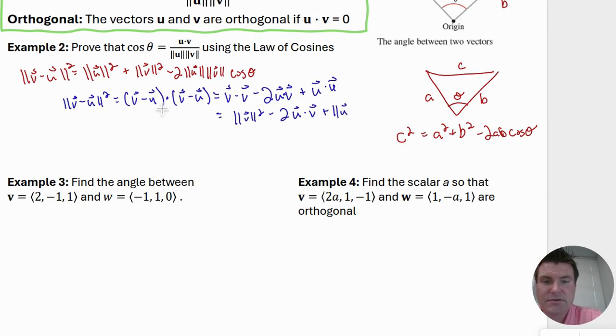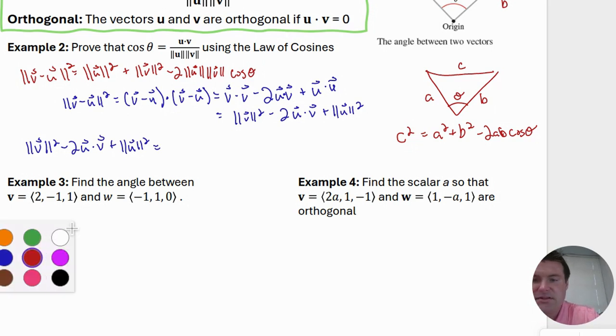So what I'm going to do is a substitution here of this blue. So I'm going to get length of v squared minus 2 u dot v plus length of u squared. And that's going to equal the rest that I have over here on the red side.